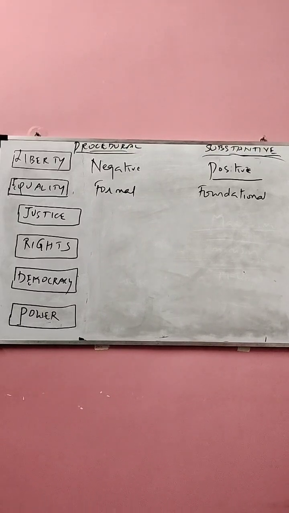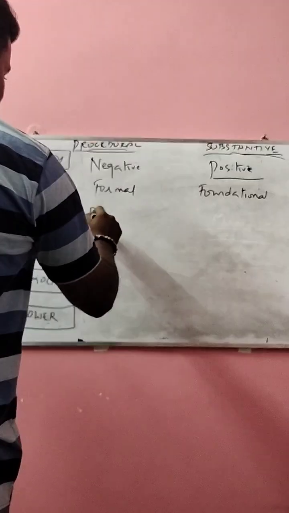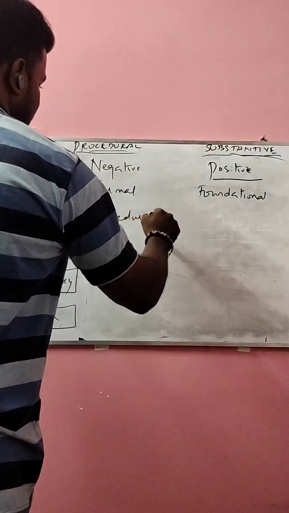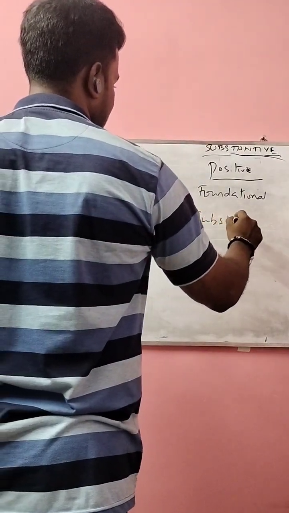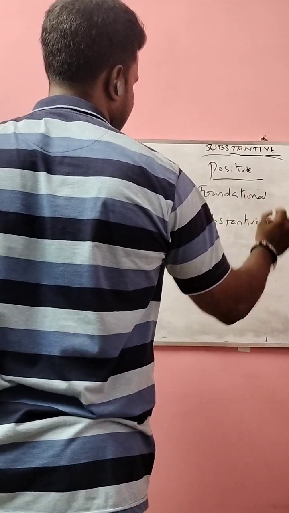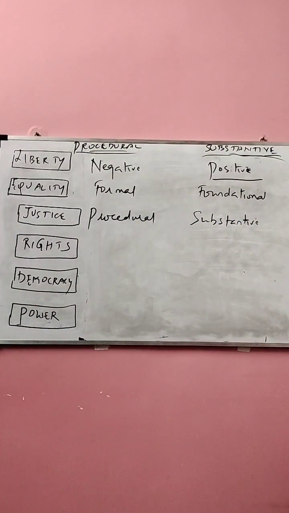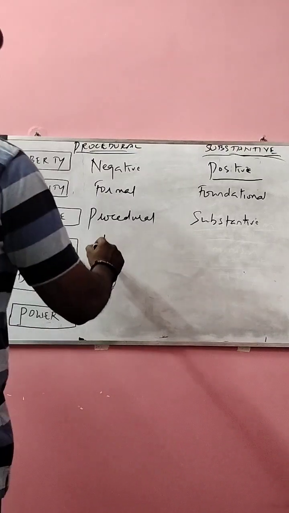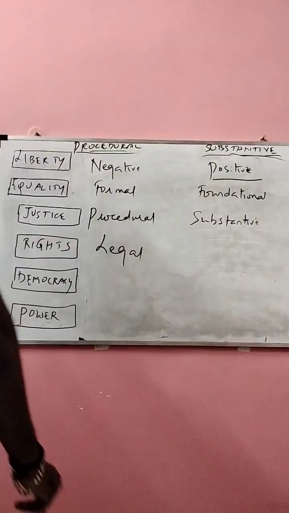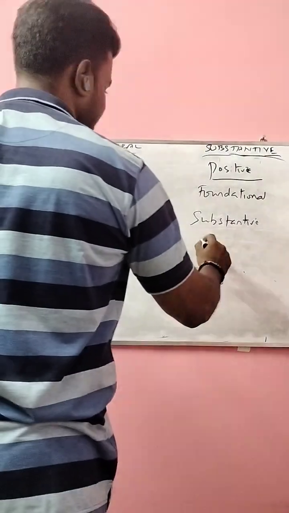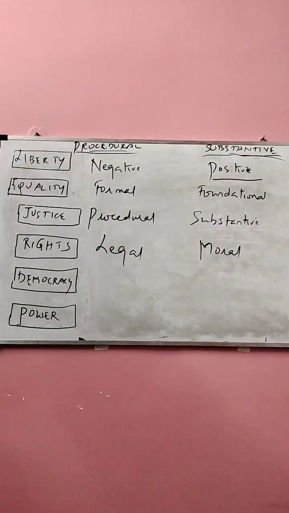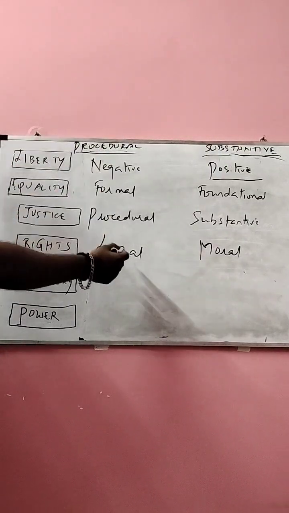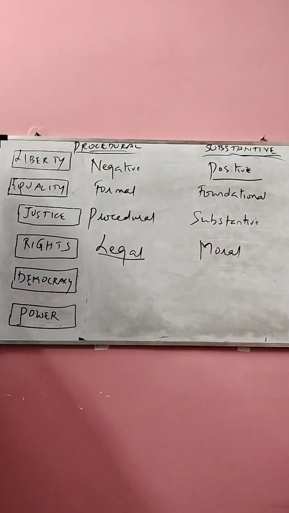Next is justice. Justice seen through procedural is called procedural as such. Seen through substantive is called substantive. Rights seen through procedural is called legal rights. Rights seen through substantive is called moral rights. Here the rights are associated with law also. Rights seen through procedural is called legal, as I just told.